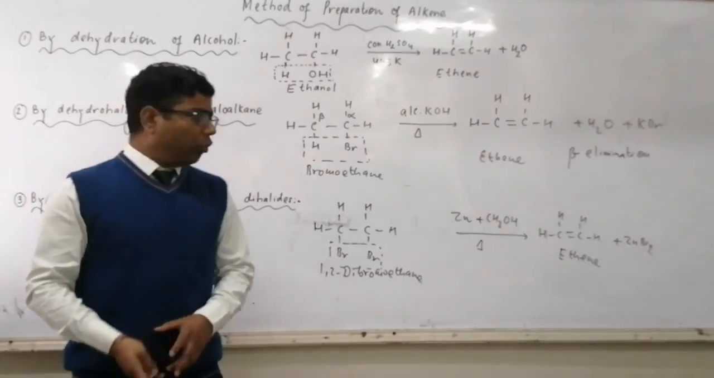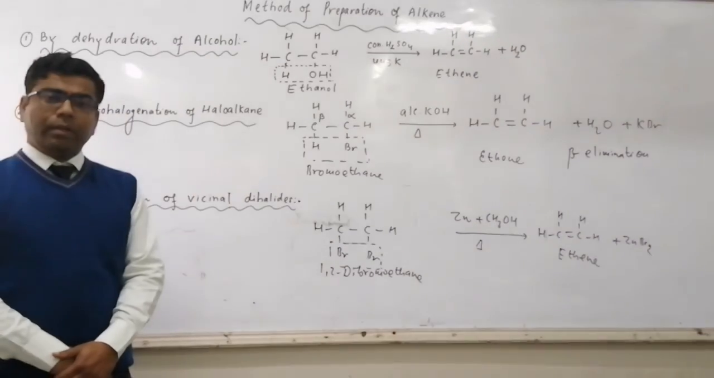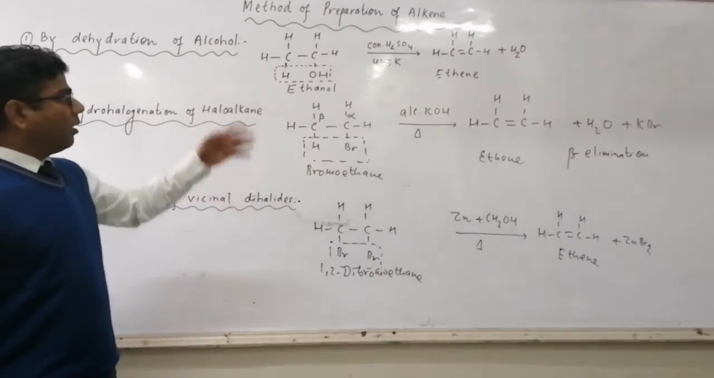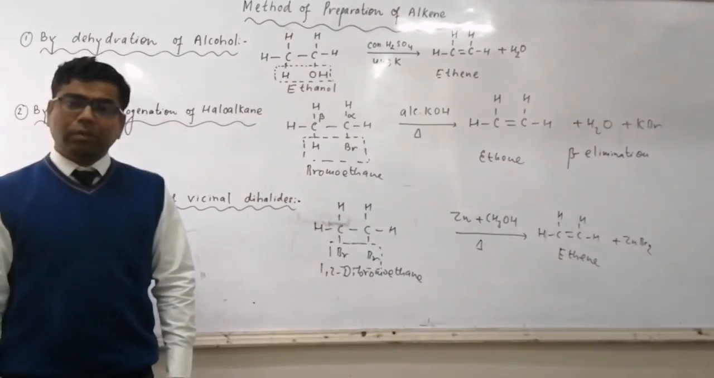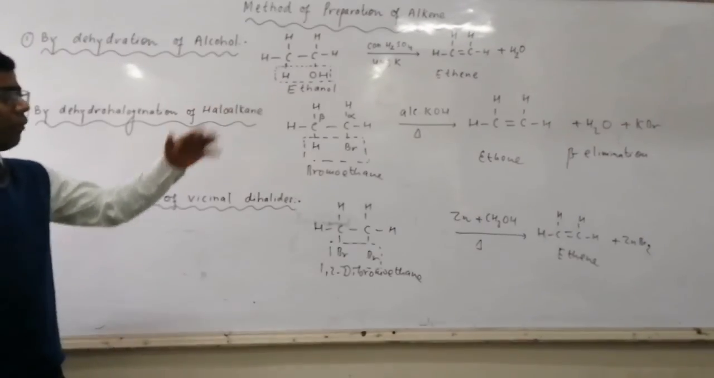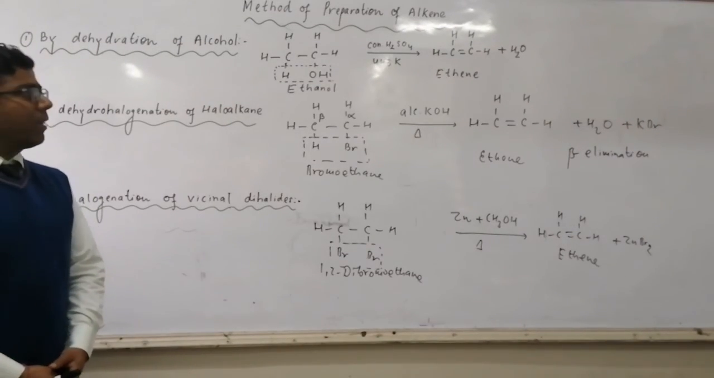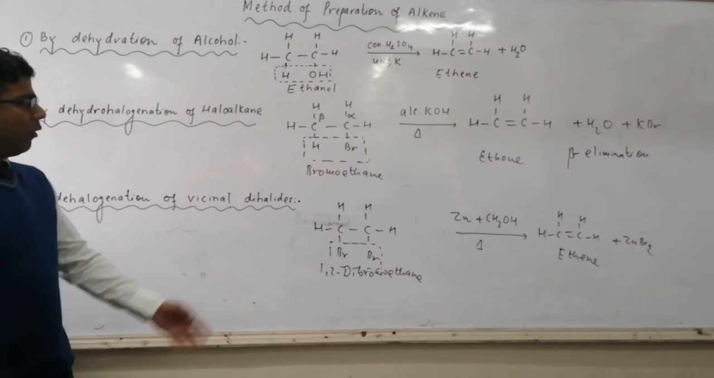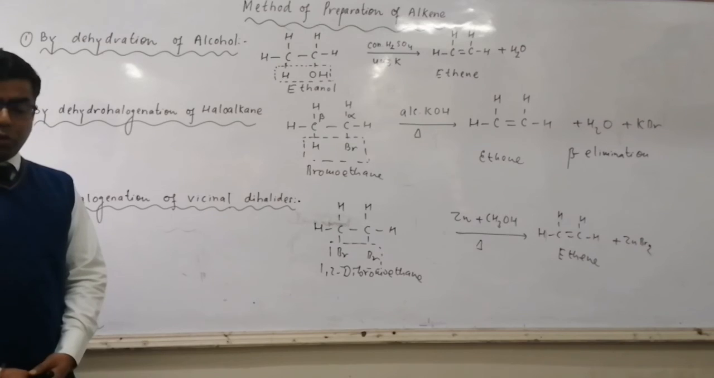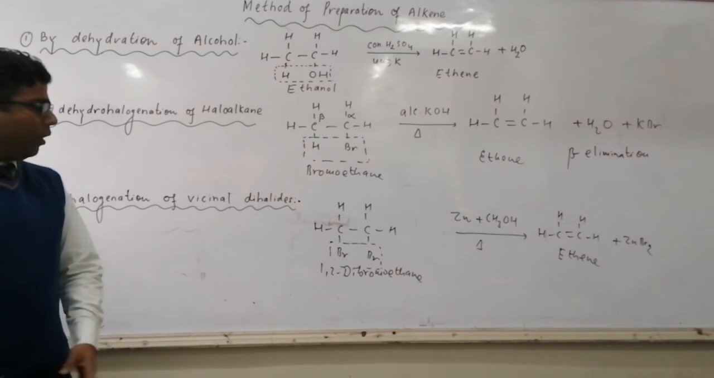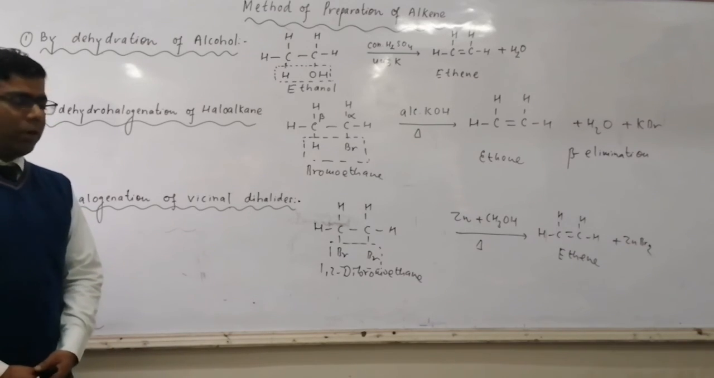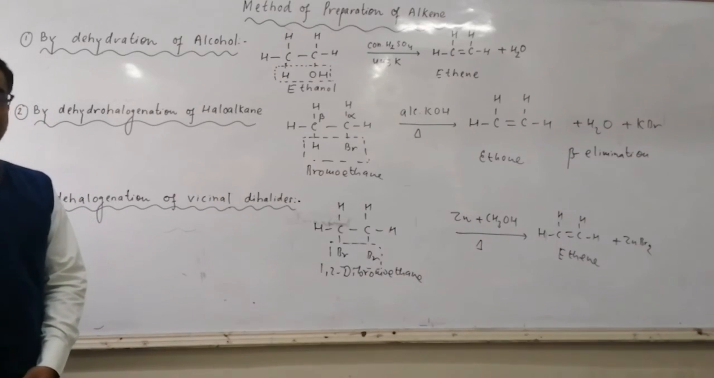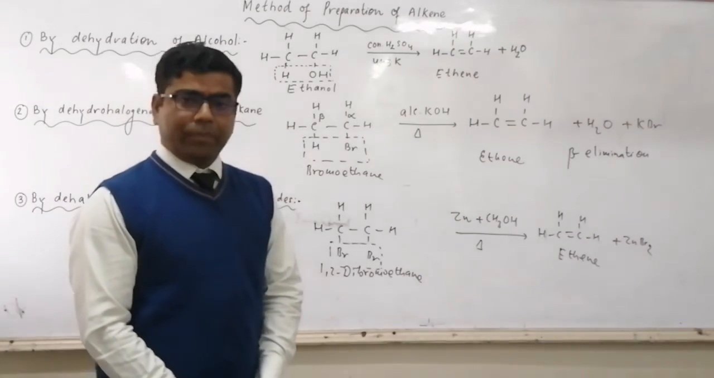Clear? So there are three methods by which alkenes can be prepared. First, dehydration of alcohol, removal of water molecule in presence of concentrated H2SO4 at a temperature of 443 Kelvin. Second, removal of HX molecule in presence of alcoholic KOH, and third, removal of halogen molecule in presence of zinc powder and methyl alcohol. So by three methods we can prepare alkene.